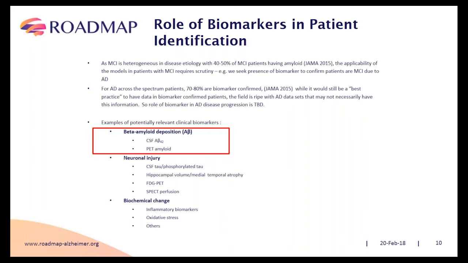So MCI, as you spoke about, MCI is the level of cognitive impairment that precedes mild dementia. But MCI itself is a heterogeneous disease because MCI is actually a clinical presentation of cognitive impairment. But the disease etiology that is underlying the cognitive impairment can come from many different types of diseases. About 40 to 50% of MCI patients have amyloid, and this comes from the JAMA 2015 meta-analysis.